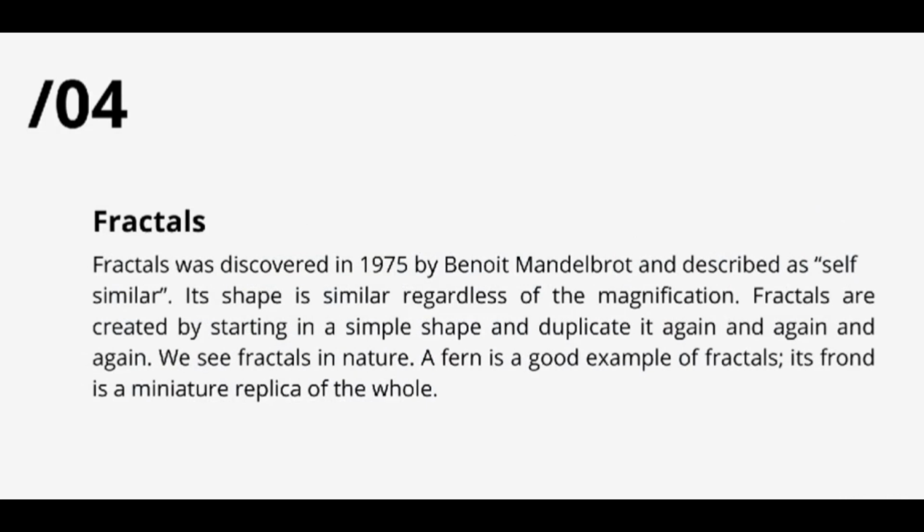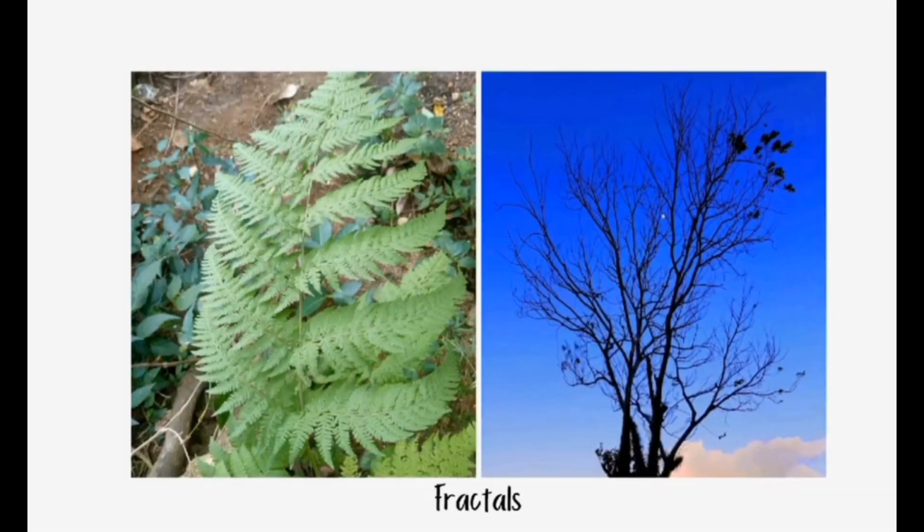Fractals. Fractals were discovered in 1975 by Benoit Mandelbrot and described as self-similar. Their shape is similar regardless of the magnification. Fractals are created by starting with a simple shape and duplicating it again and again and again. We see fractals in nature. A fern is a good example of fractals. Its frond is a miniature replica of the whole. These are the examples of fractals.